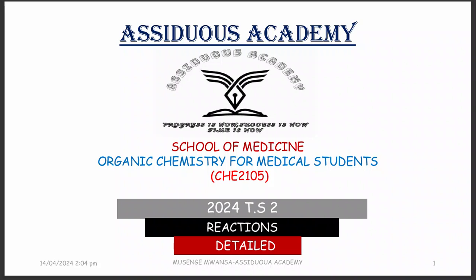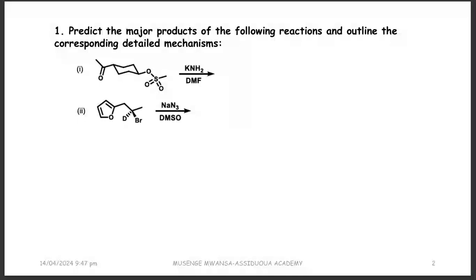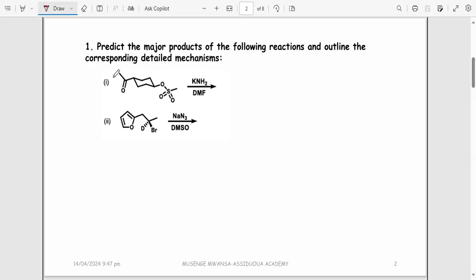So draw sheet 2. The first question here: predict the major products for the following reactions and outline the corresponding detailed mechanism. If you look at what you've been given, like for the first one, you always need to identify the nucleophile and the electrophile. So if you look at this reaction, let me start with the first one. I'll write it again.